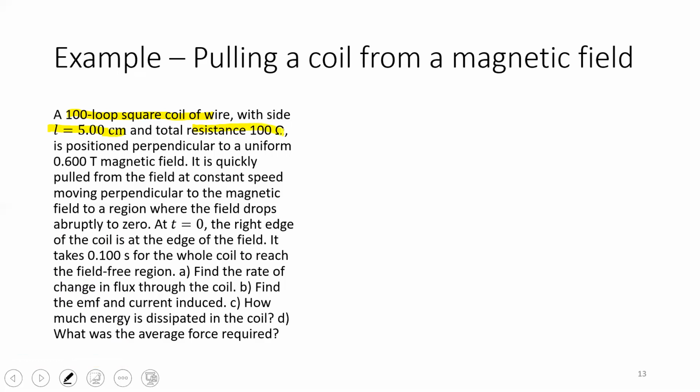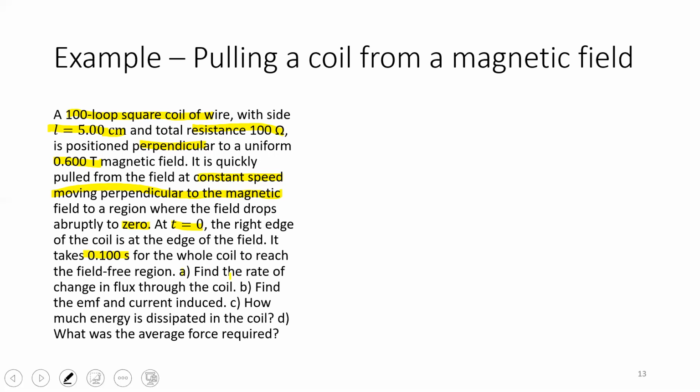It's positioned perpendicular, so we like that word perpendicular, to a uniform 0.6 Tesla magnetic field. It is quickly pulled from the field at a constant speed, moving perpendicular to the magnetic field in a region where the field drops abruptly to 0. At t equals 0, we're going to have the right edge of the coil at the edge of the field, and it takes a certain amount of time, so 0.1 seconds, for the whole coil to reach the field-free region.